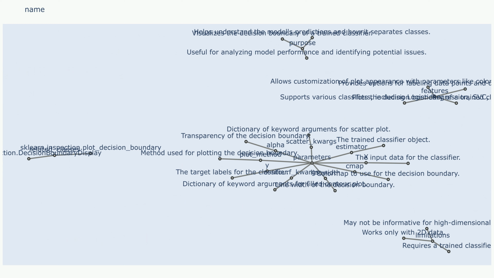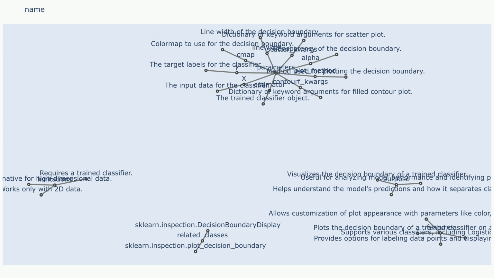How to use DecisionBoundaryDisplay. 1. Import the necessary modules. Python. From sklearn.inspection import DecisionBoundaryDisplay. From sklearn.datasets import make_classification. From sklearn.linear_model import LogisticRegression.